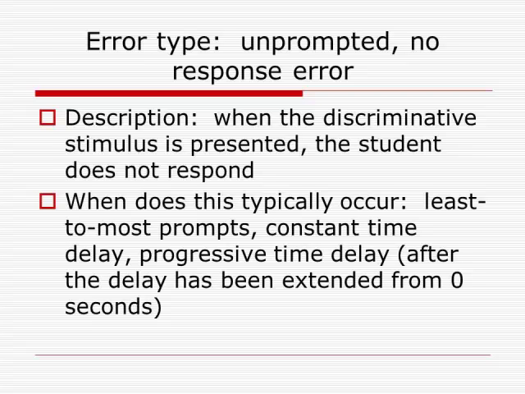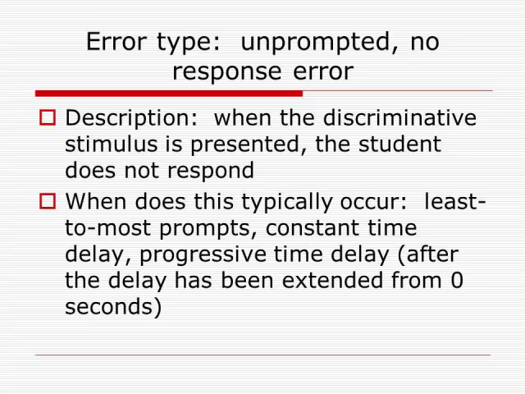This is when the discriminative stimulus is presented, no prompts are given by the teacher, and the student doesn't respond, doesn't do anything. This is most likely to occur with least to most prompts, a constant time delay, or a progressive time delay after the delay has been extended from 0 seconds, after it's shifted over to a non-stimulus prompting system. And you will see this across all of the error types that we're going to discuss.